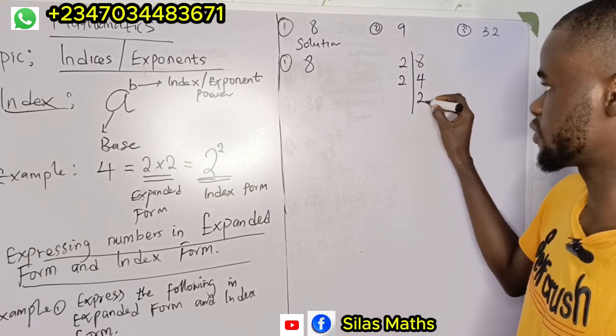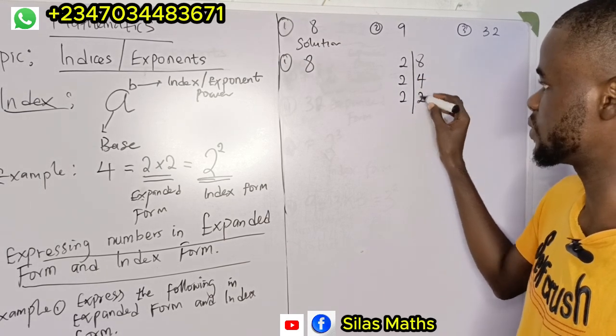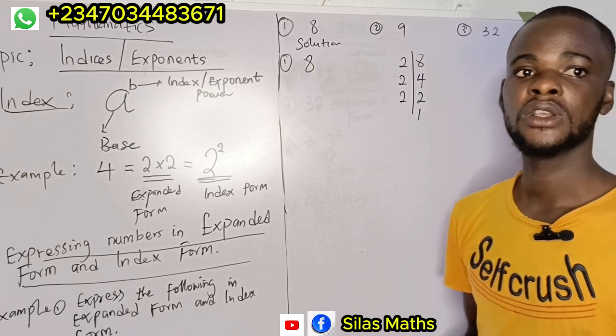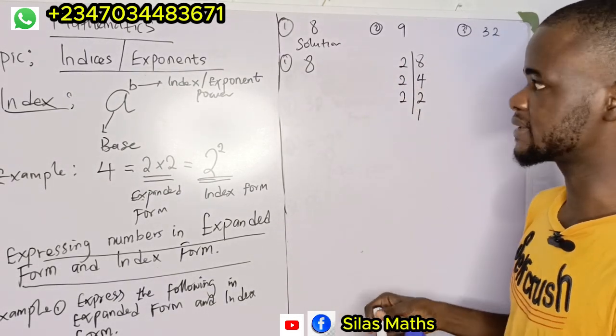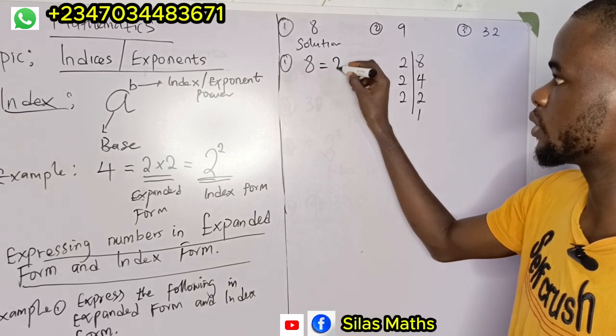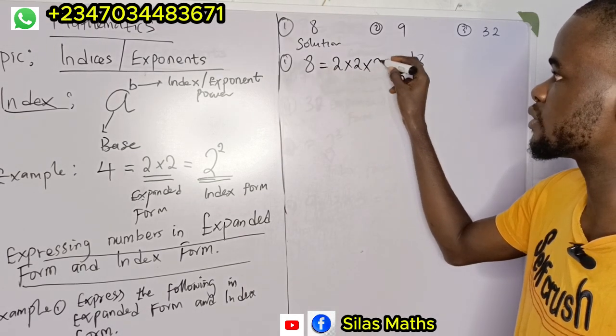2 divide 4 will give us 2. And the last prime number is also 2. 2 divide this is going to give us 1. So if that is the case, we have 2 in 3 places. That is to say that 8 is equal to 2 times 2 times 2.